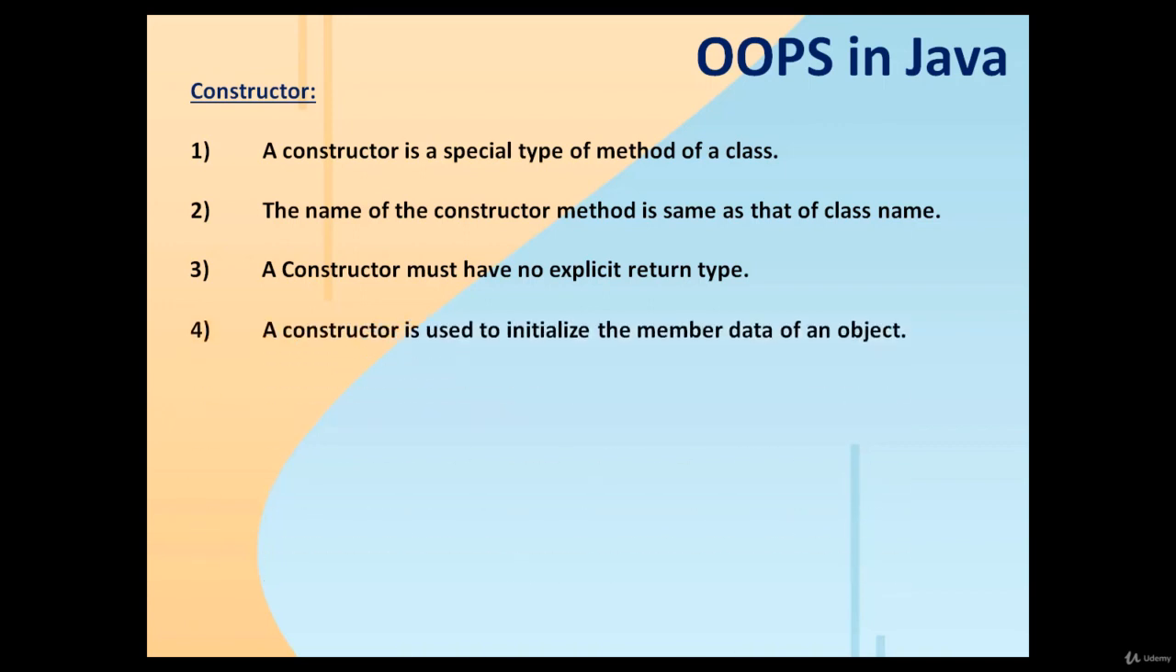The next point: a constructor is used to initialize the member data of an object. The purpose of a constructor is to give the default values for the member data of an object.